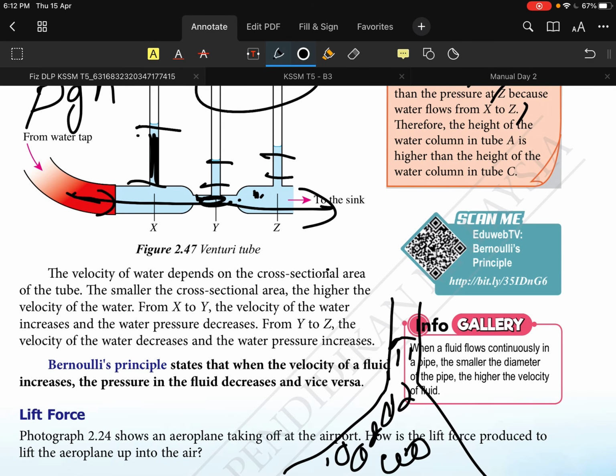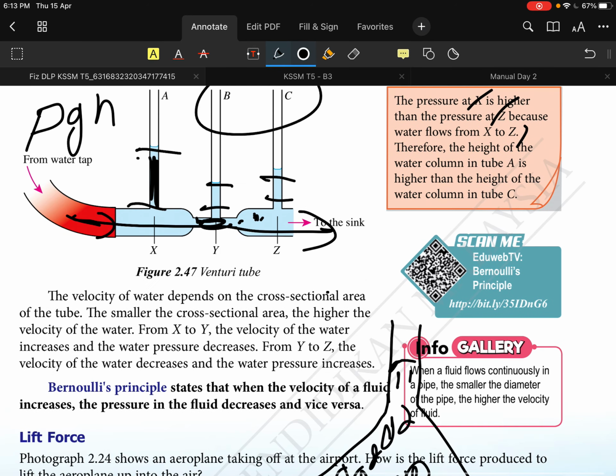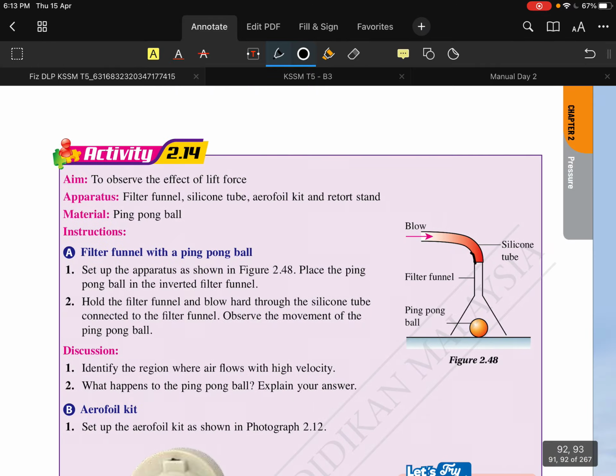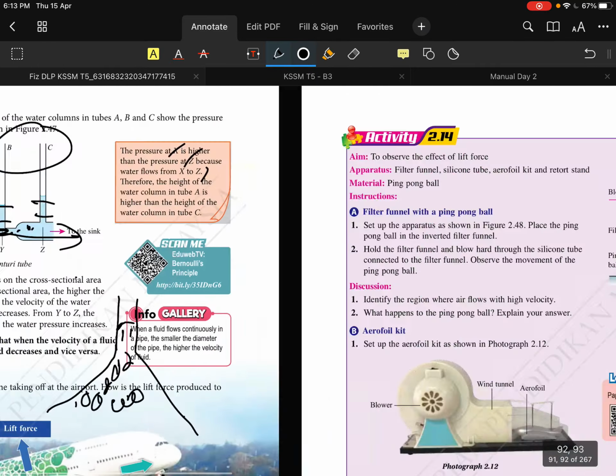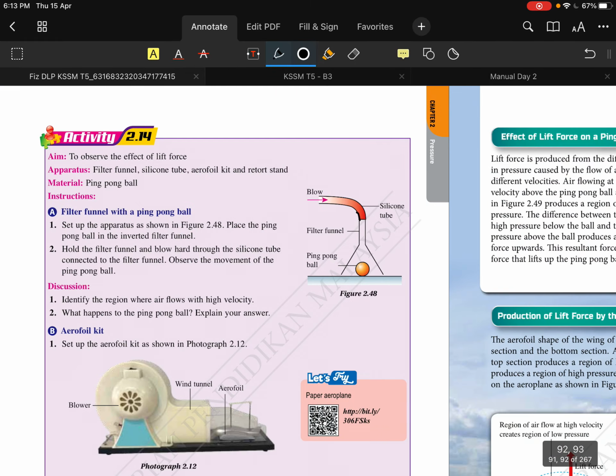And then for z, why is z lower than x? Because the velocity is still here, kan? It slows down, but it doesn't slow down that much. It's still kind of fast, so it's slower. So that's why the water column height is higher at A than at C, because water is slightly faster at C due to the water coming in from B. I mean, that's how I understand it, at least.